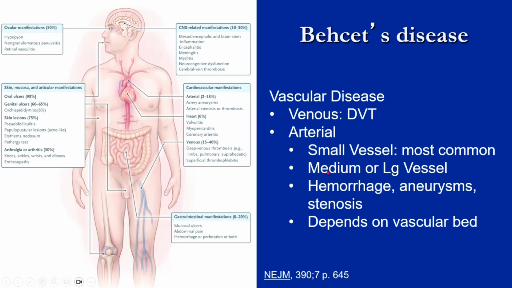Other arterial beds can be involved with hemorrhage, aneurysms, and stenosis. And symptoms of that can depend on which vascular bed is involved. For instance, if it's the coronary arteries, they can have myocardial infarction. If it's the pulmonary bed, sometimes there can be hemoptysis associated.